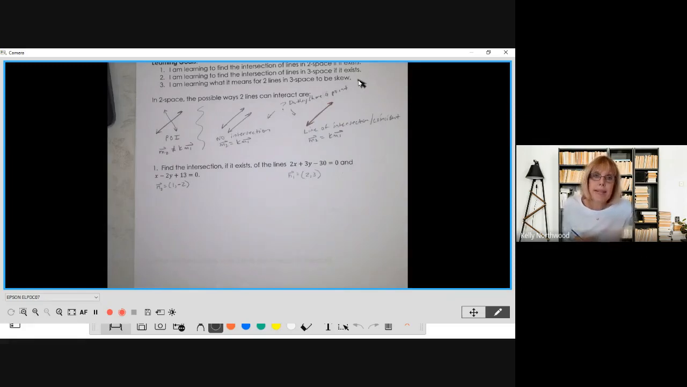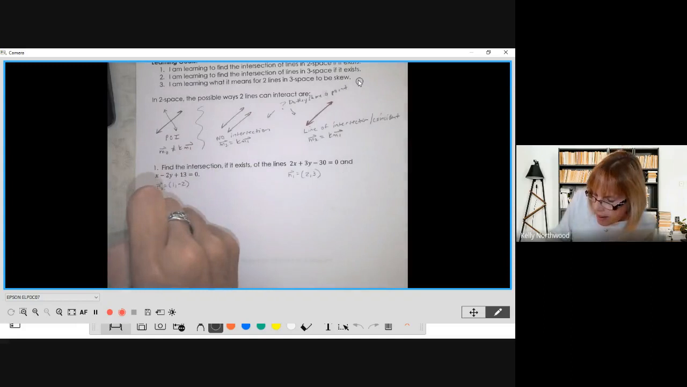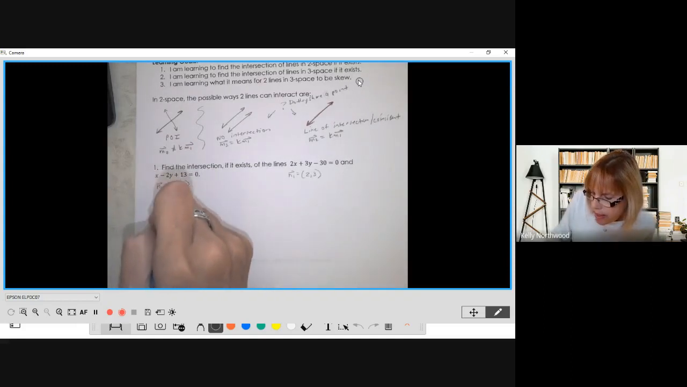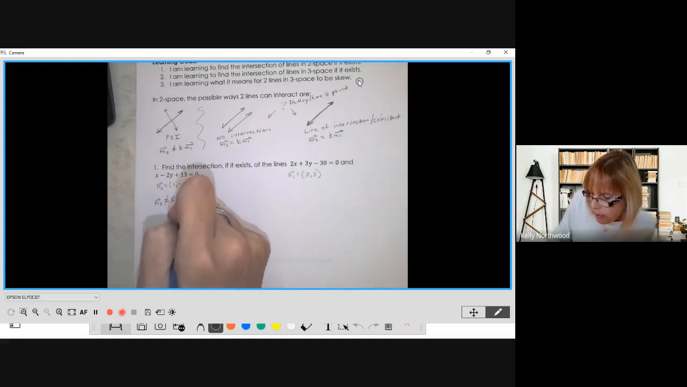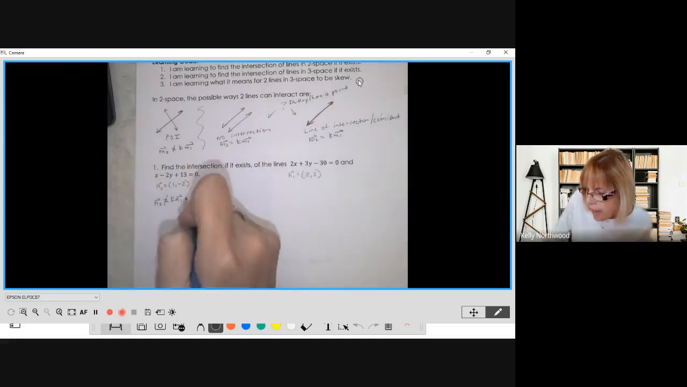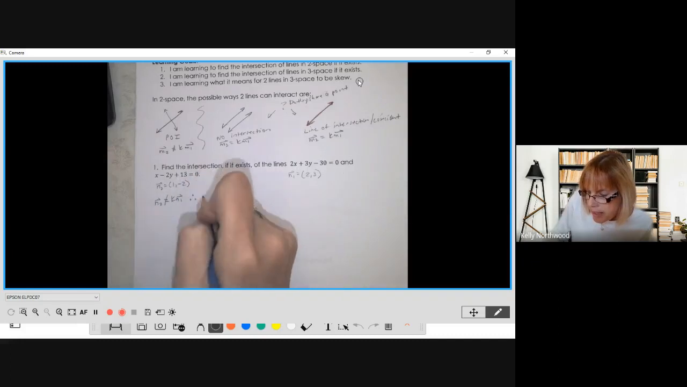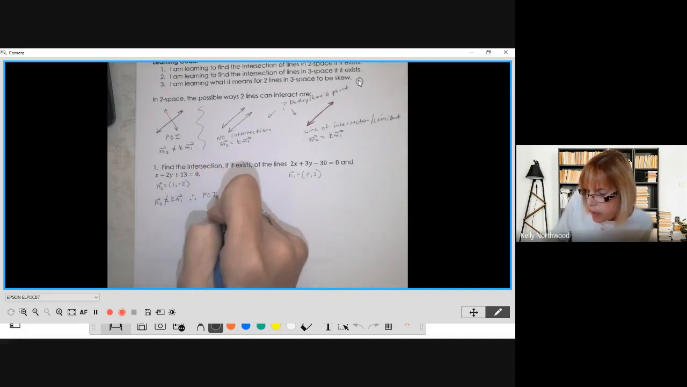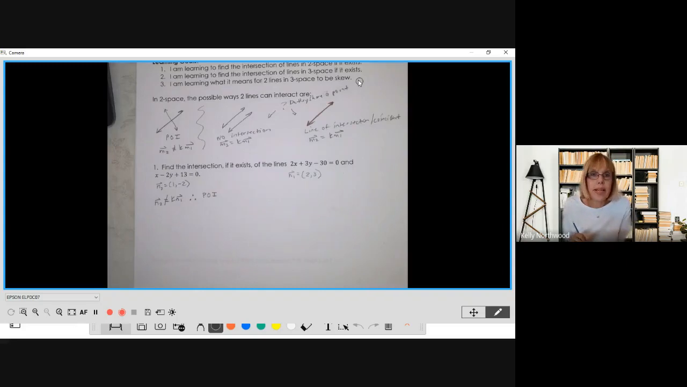And can you guys understand that if the normals are not scalar multiples, then neither will the direction vectors be? Does that make sense? Yeah? Okay, good. So we can say that the second normal is not a scalar multiple of the first normal, just by looking at them. And that means in two space, that guarantees us a point of intersection. So we know that those two lines are going to intersect at a point. All we have to do is find it now.